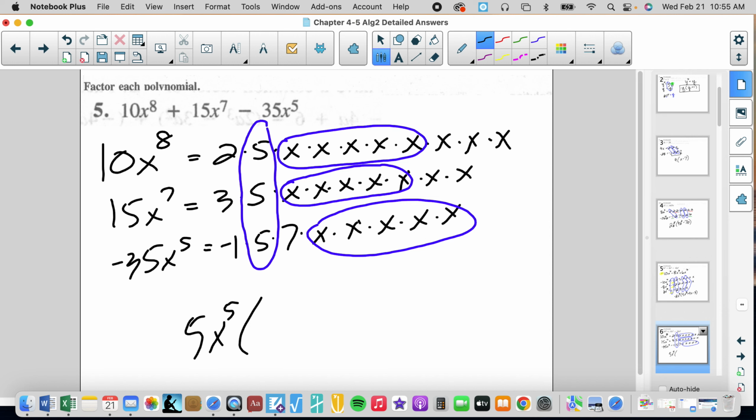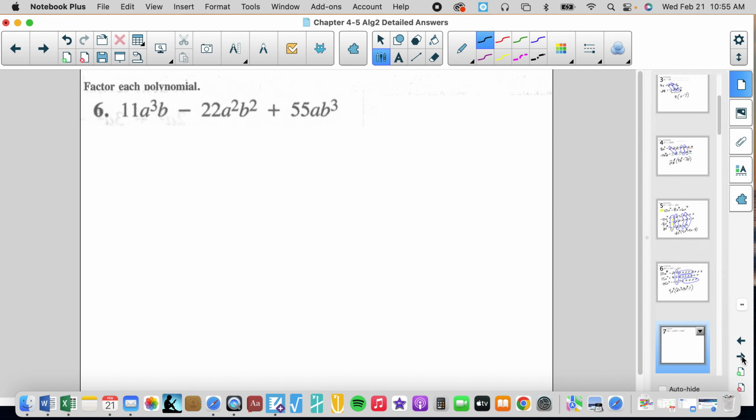Greatest, you take the least; least, you take the most. That's a little trick I taught my students back in the day. So you're left with 2x to the 3rd plus 3x squared minus 7. That's how you factor.